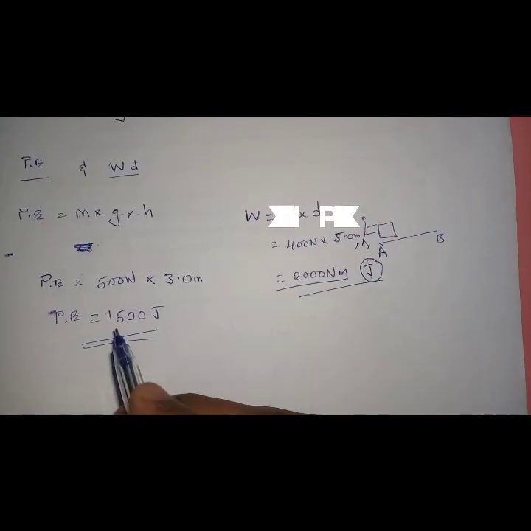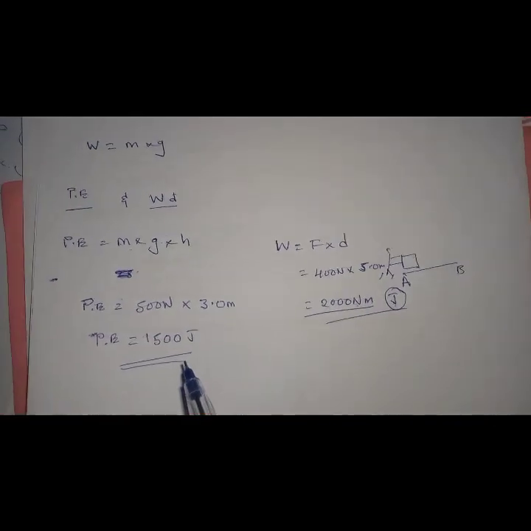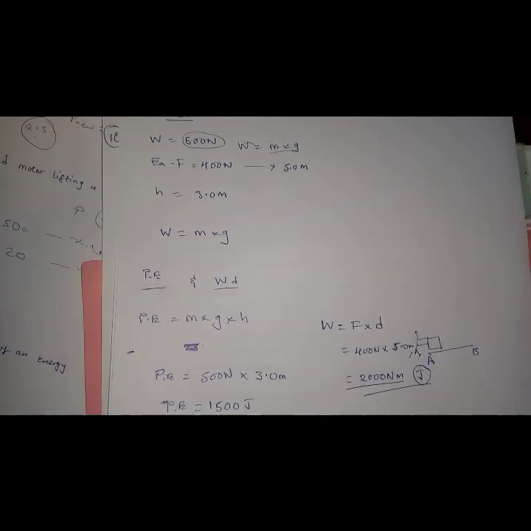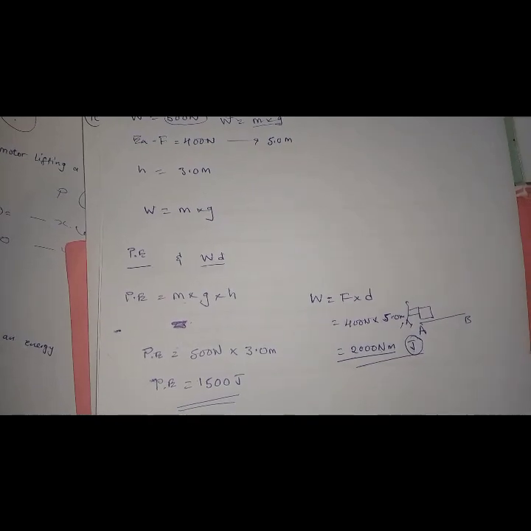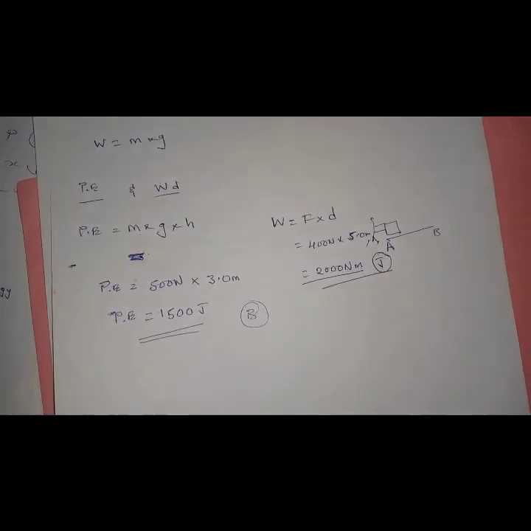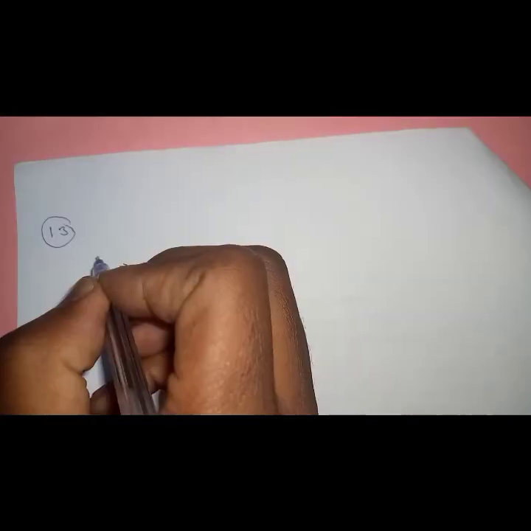Our potential energy is 1,500 joules. So this was question 12, and the correct option was B. So B was the correct option there. Yes. Okay, so number 13 there.